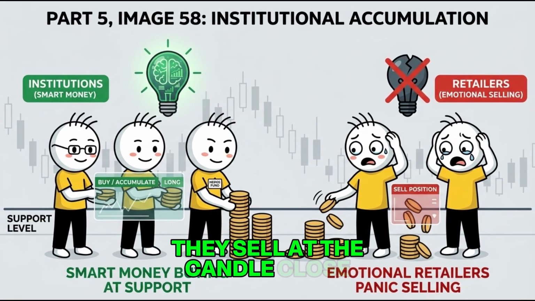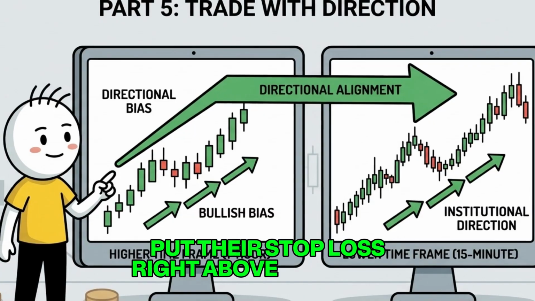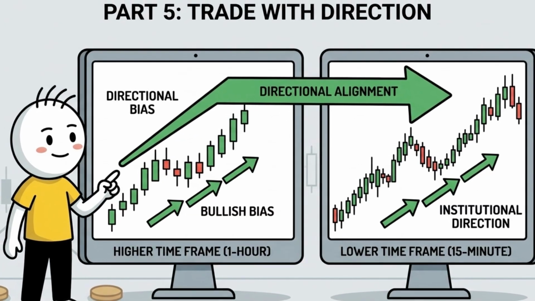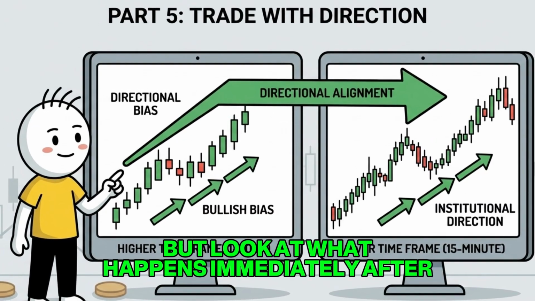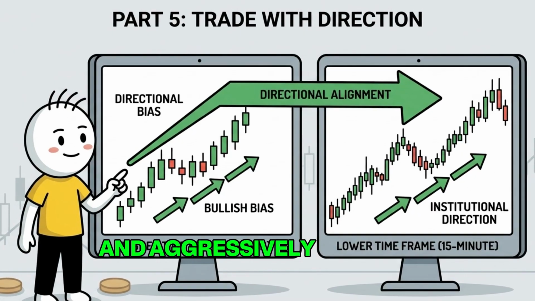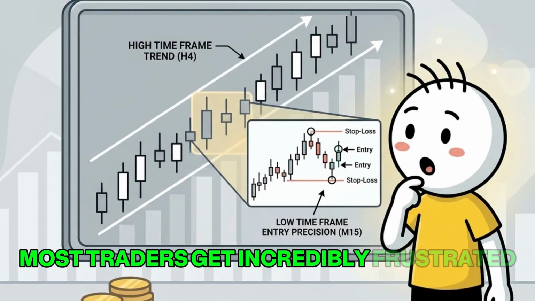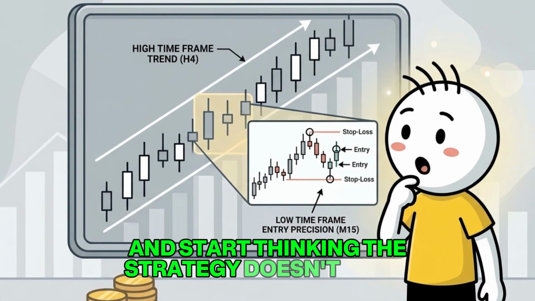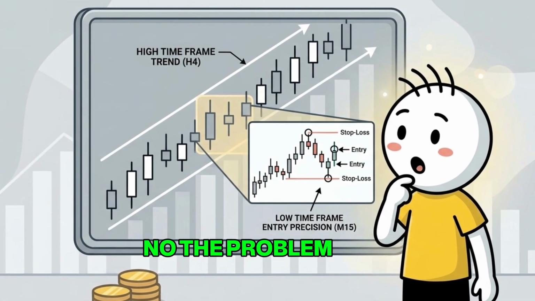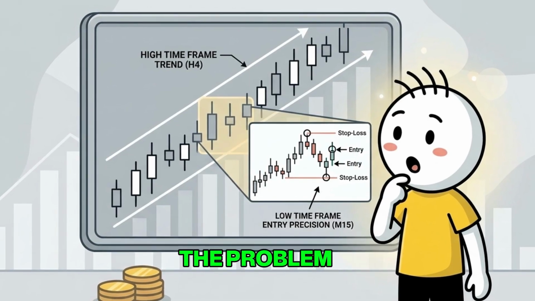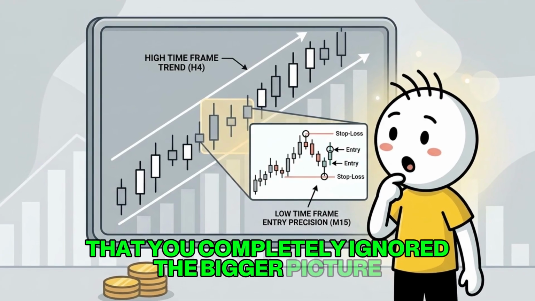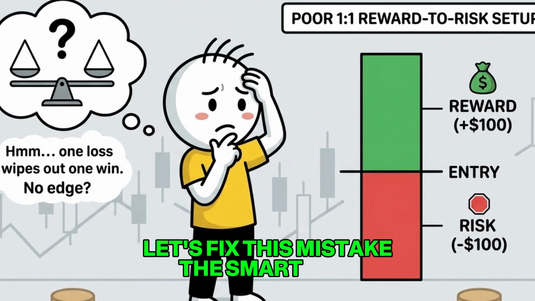They sell at the candle close, put their stop loss right above the sweep and target the lower level. But look at what happens immediately after. Price reverses hard and aggressively hits their stop loss. At this exact moment, most traders get incredibly frustrated and start thinking the strategy doesn't work. No, the problem isn't the strategy at all. The problem is that you completely ignored the bigger picture. Let's fix this mistake the smart way.